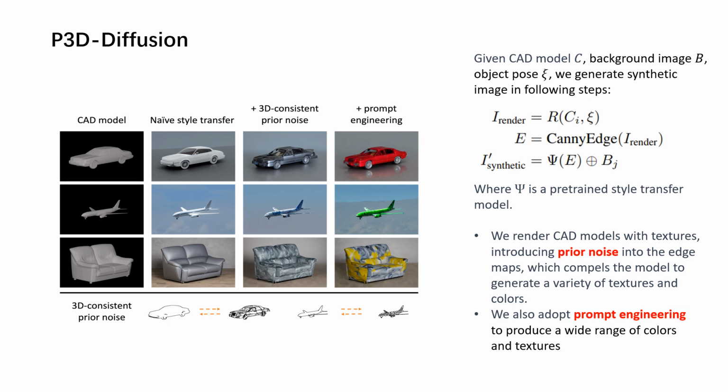To address mode collapse seen in early experiments, where objects lack texture and varied colors, two strategies are employed. One involves rendering CAD models with textures, introducing consistent prior noise to the edge maps, prompting the model to generate diverse textures. The other strategy is prompt engineering, which involves adding random colors to the style transfer prompts, ensuring a broad color spectrum while preserving 3D consistency.